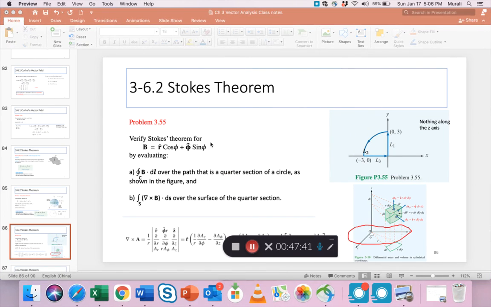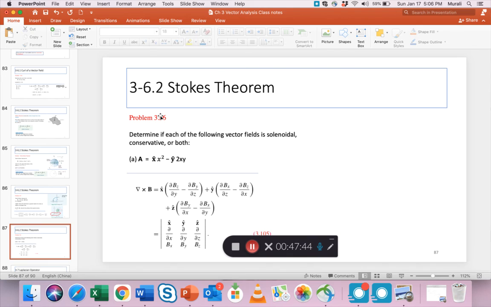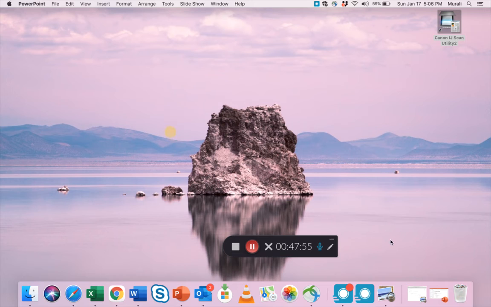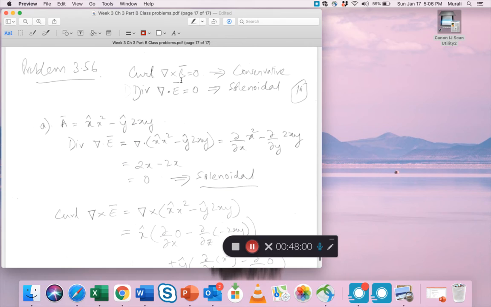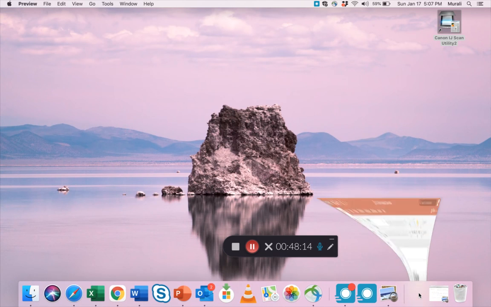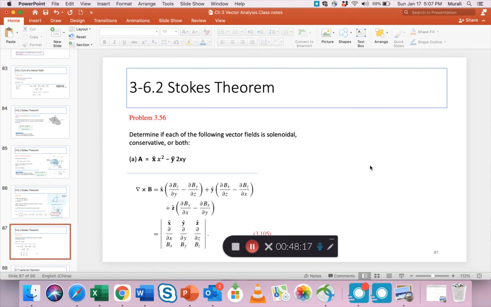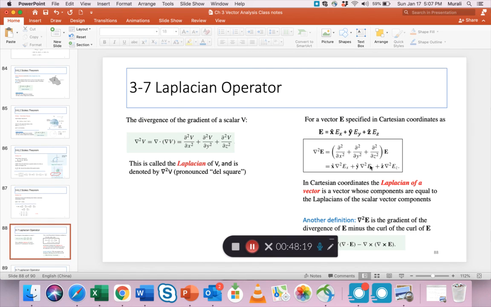Okay. The remaining problems are pretty easy. They won't take too much time. They're just easy mathematics. So this is actually to say whether a field is solenoidal or conservative, and what that means is if you calculate the curl as a cross product, and if it's 0, then you say it's a conservative field. If you calculate the divergence, which is a dot product, if it's 0, you call it solenoidal, and I show you how. The calculation itself shouldn't be too difficult for you also.